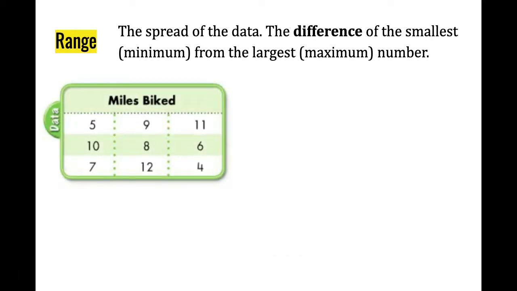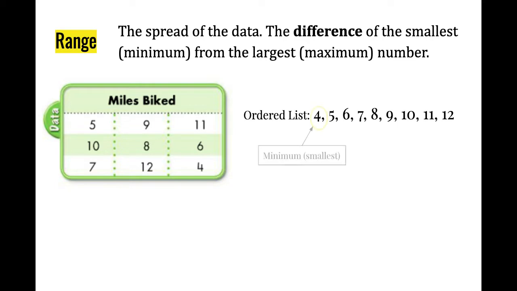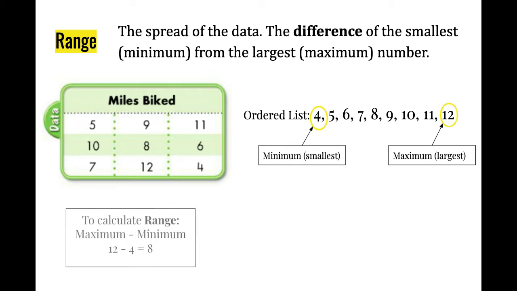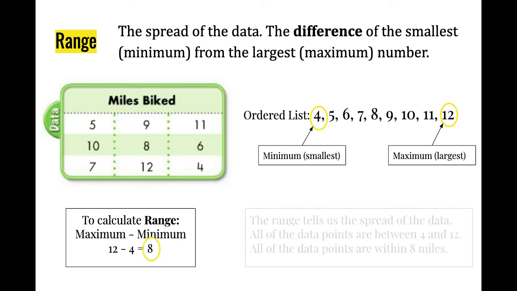In this data set, I can see different numbers of miles that are being biked, right? Maybe this person is training for a race and they're recording how many miles they bike each day. To find the range of this data set, I'm going to order my values from least to greatest, and I will identify the minimum, or the smallest value, and the maximum, or the largest value. To calculate the range, all I need to do is subtract the maximum minus the minimum, and in this case, I will get a range of 8.